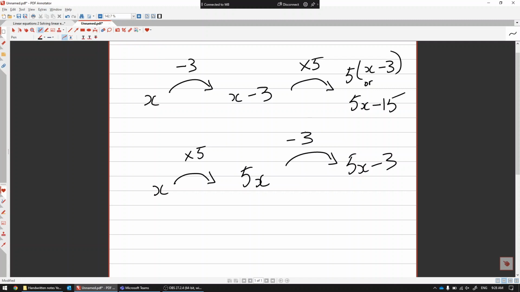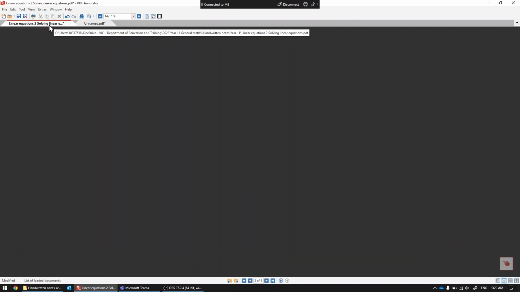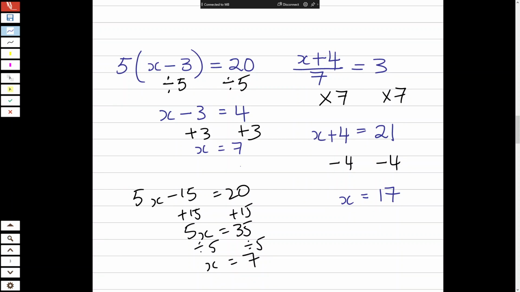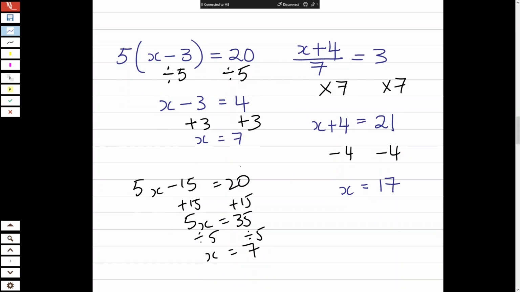Okay, so is that clear? Brackets, number out the front, means multiply. Okay, I don't want to belabor the point, so let's go back. All right, so if I divide by 5 on both sides, this time I'll get x minus 3 equals 4. You know how to solve this now. Plus 3 on both sides. x equals 7, which is the same as what we got before when expanding the brackets. Okay? All right, so whichever way you are more comfortable with is fine.